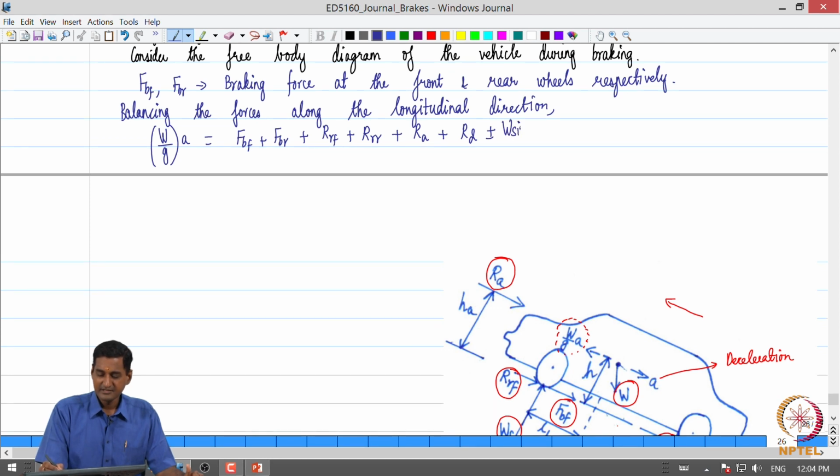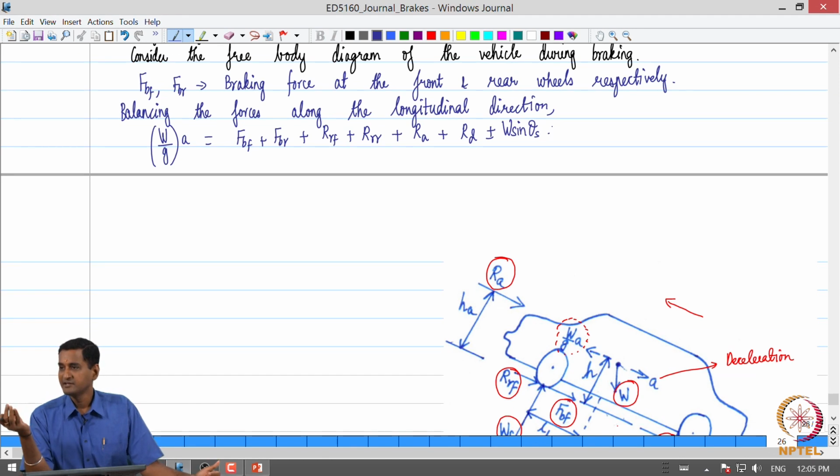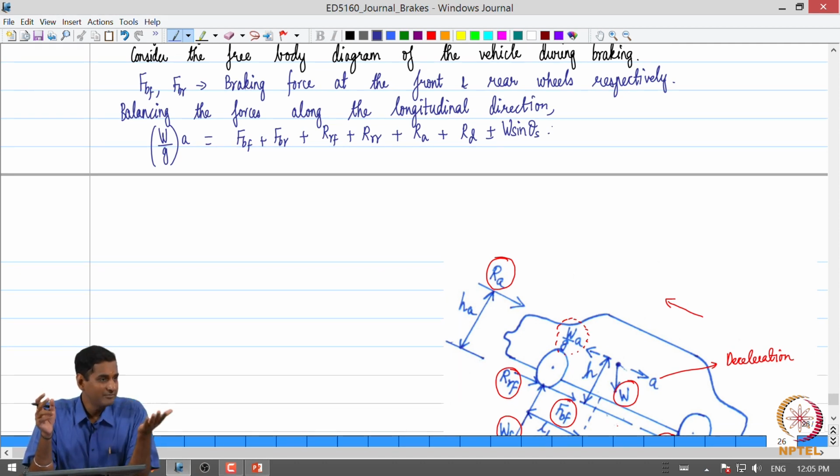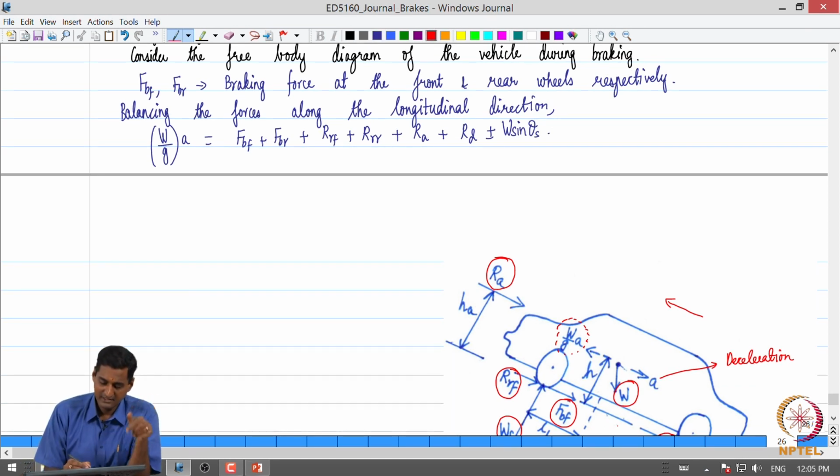plus or minus W sin theta s. If you recall, when we did powertrain analysis, aerodynamic drag, drawbar pull, grade resistance and also rolling resistance were called loads, because those had to be overcome by the drive force. In this case, please note that these are resistive forces anyway, so they aid in the deceleration process. That is one important difference.